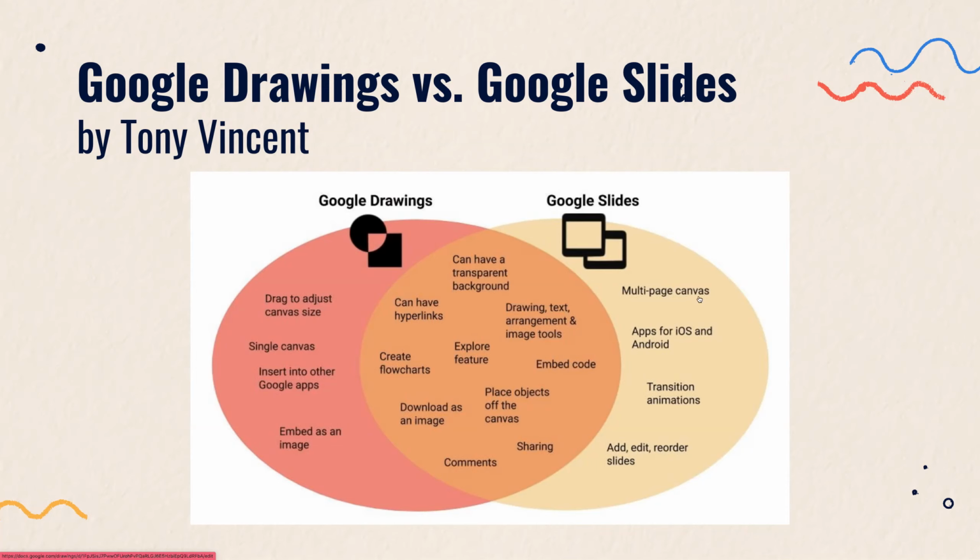But with drawing specifically, you can drag to adjust the canvas size, and it's only that one canvas. You can adjust the size of a Google Slides slide as well. You just don't have the dragging option that you have in drawings. And in slides, you get the multiple pages to design with. You can insert drawings directly in the other Google apps, and you can't do that with slides. Slides has transitions and animations. You can embed drawings as images, which you cannot do with slides. So those are the main differences.